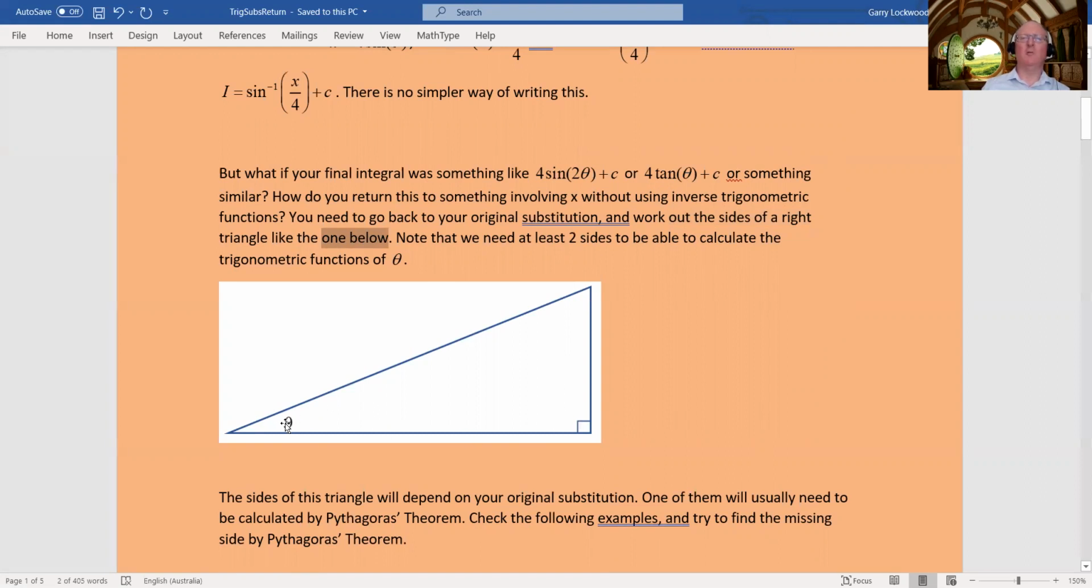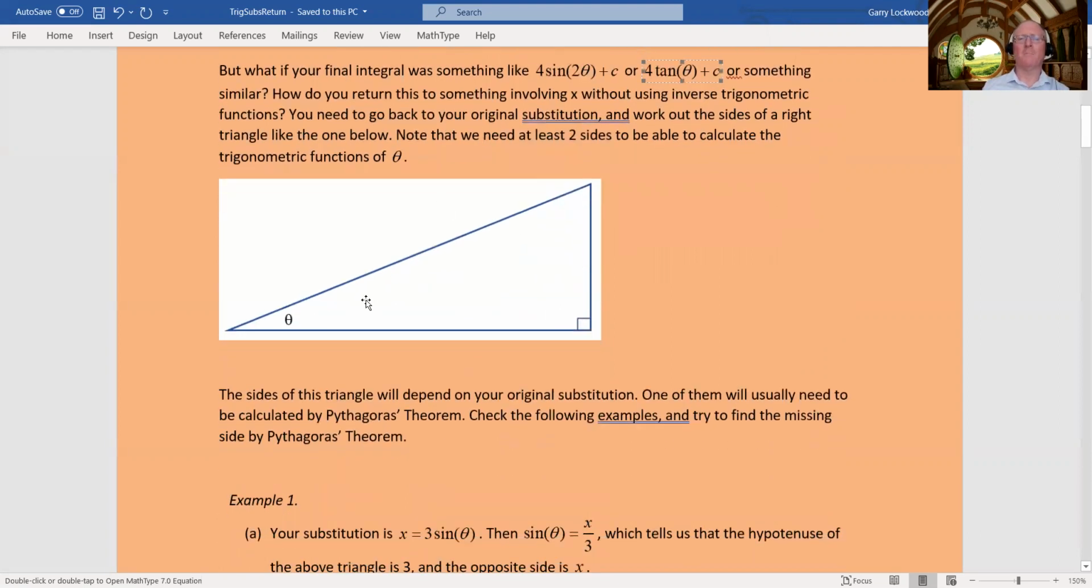That's going to be our angle theta there, and we need at least 2 sides to be able to find the trigonometric function. So if you want to know what tan theta is, you need at least 2 sides of this triangle. If you want to know sine 2 theta, it's a little bit more complicated, but we will get there. The sides of this triangle are going to depend on your original substitution, and you will need to find one of them by Pythagoras theorem. So take a look at these examples and see if you can find the missing side by Pythagoras theorem.